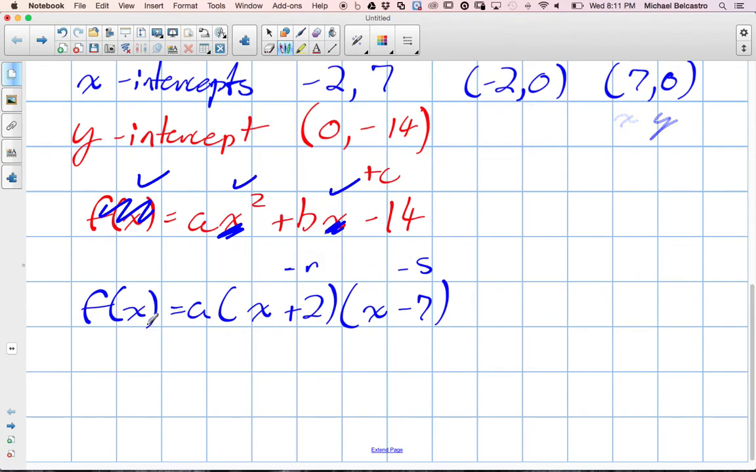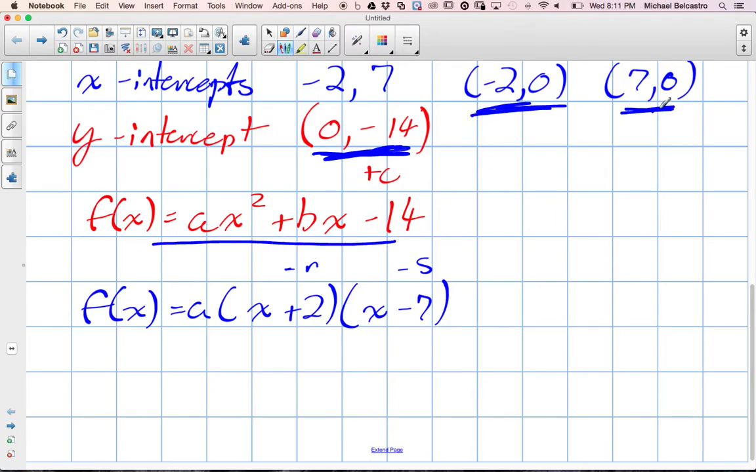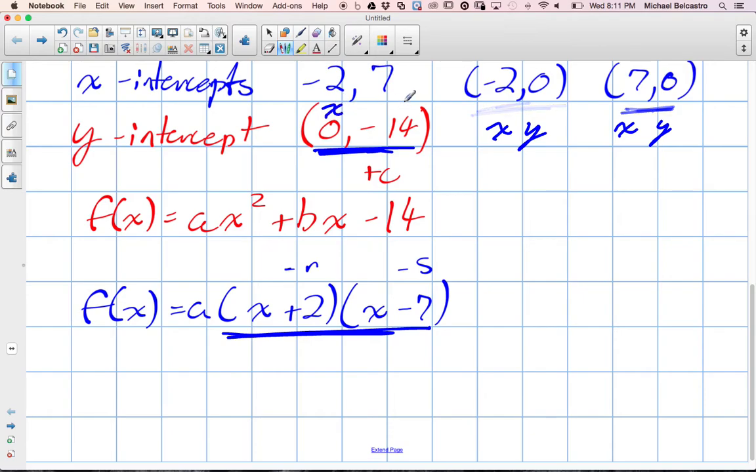Same goes for our factored form. This y could be the negative 14, because that's the one piece of information we haven't used. Okay, so I'm going to recap that again. In the standard form, we haven't used any of the x-intercept info, so we can use either of these as the x or the y. In the factored form, we haven't used the y-intercept, so I can use this as the x or the y. So those are essentially covered. Okay, let's think of those as covered.